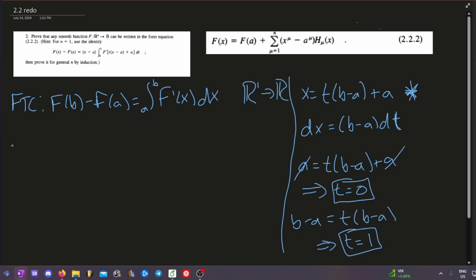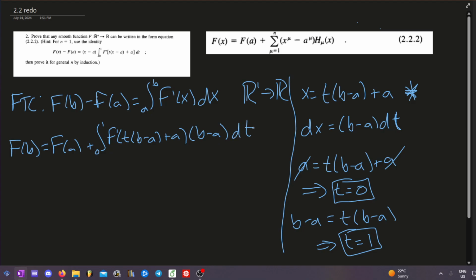Okay, so we can rewrite our fundamental theorem now in terms of our new rescaled variable. It's going to look like this: f at b equals f at a, which I'm just pulling to the right side, plus the integral from 0 to 1 of f prime of our rescaled variable, so t times b minus a, plus a, times b minus a, dt. And so now we can pull the b minus a out front, times this integral.